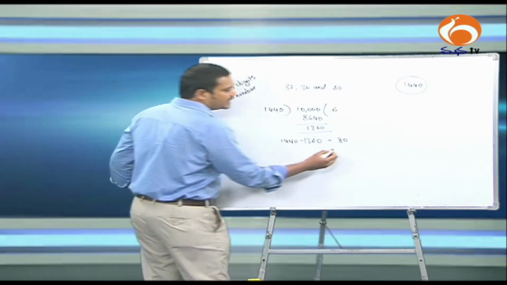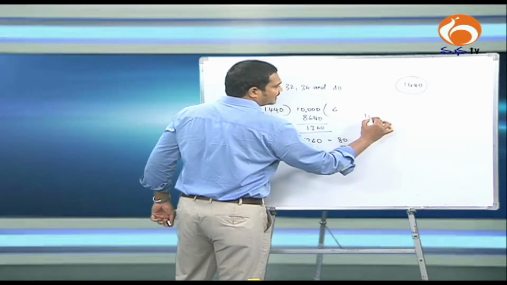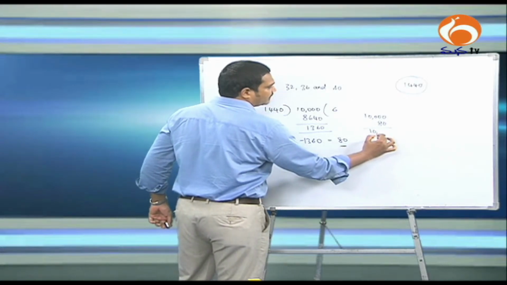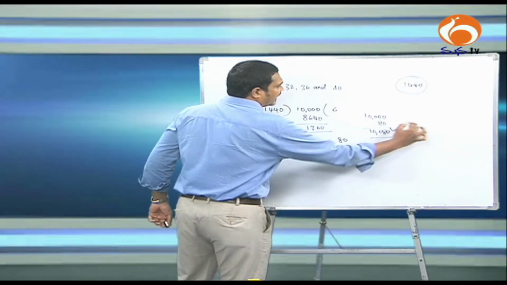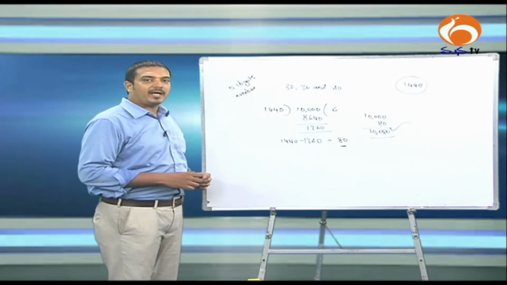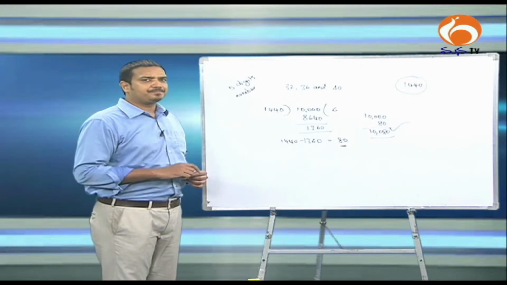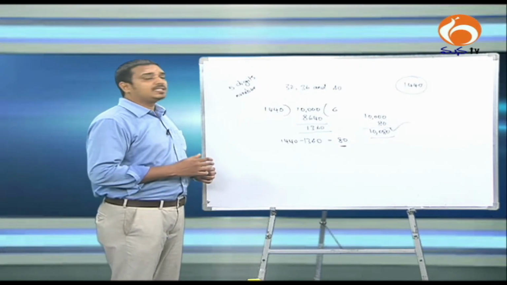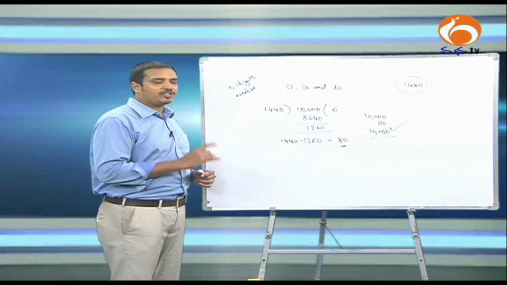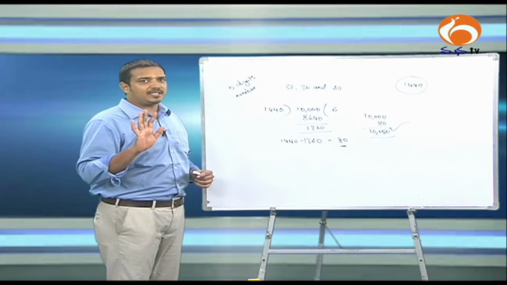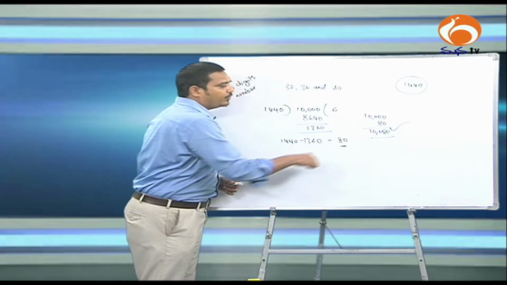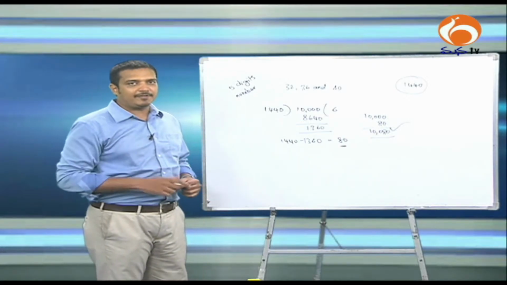Now your only concern here is to add this 80 to the 10,000, which comes to 10,080. Now 10,080 is the least 5 digit number that is divisible by 32 and 36 and 40. That means the least 5 digit number that is divisible by 32, 36 and 40 is that number, 10,080. This is how it works.